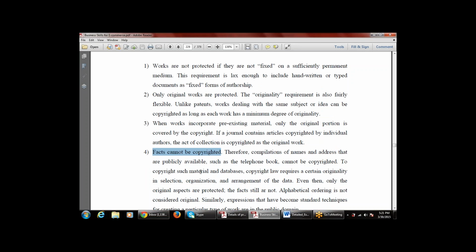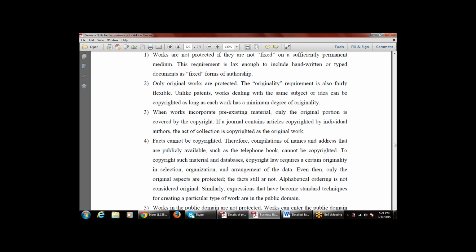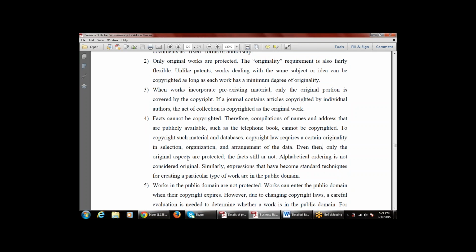Then the next is facts, that is the raw material, that is my thought, my thinking. These cannot be copyrighted, because as I told you in the first point, only a document that is applied on a particular medium can be copyrighted. Other things cannot be copyrighted. Therefore, compilations of names and addresses that are publicly available, such as a telephone book, cannot be copyrighted. To copyright such material and databases, copyright law requires a certain originality in the selection, organization and arrangement of the data. Even then, only the original aspects are copyrighted. So facts cannot be copyrighted.